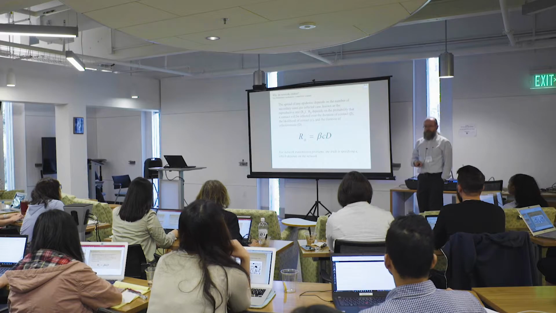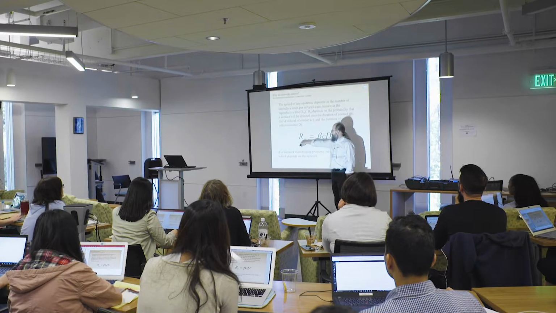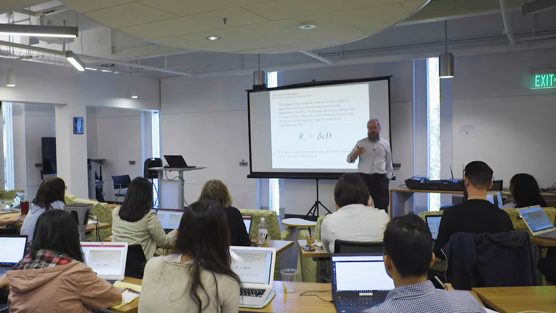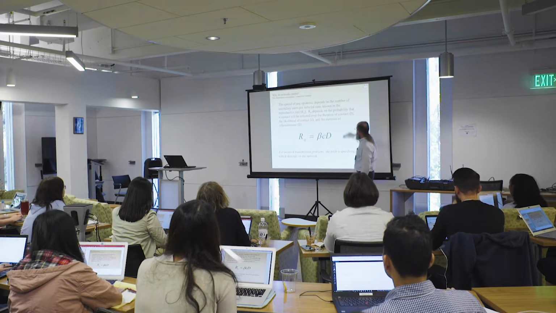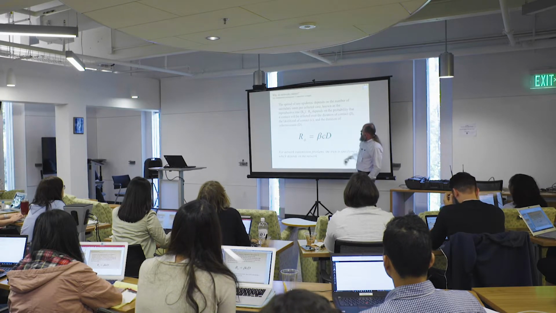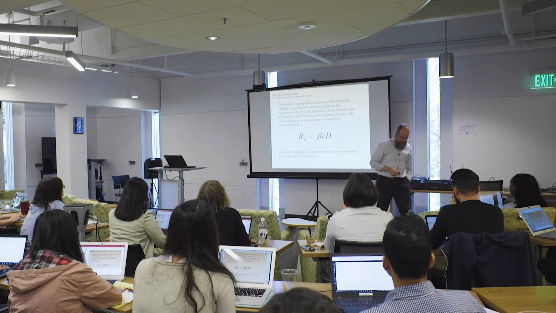For our purposes, when we think about health, we can think about the basic epidemiological equation, which is this idea of a reproductive rate. When something spreads in a network, if R naught is greater than 1, that means for each index case, you get more and more secondary cases. And that's a function of the duration of contact, beta, the likelihood of contact, C, and the duration of infectiousness. That's how long the bug is going to keep biting you, which is D.